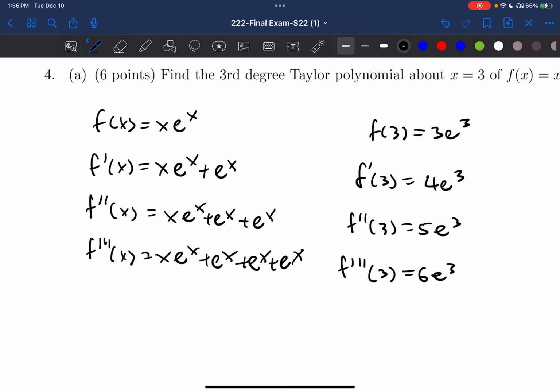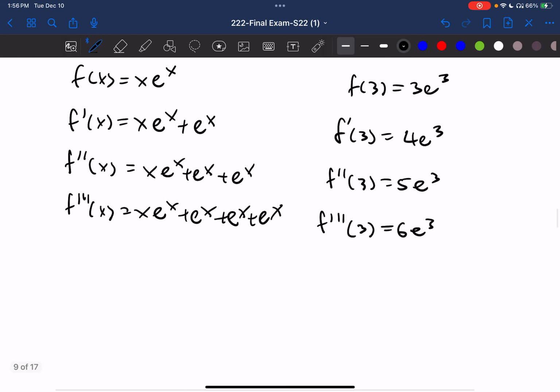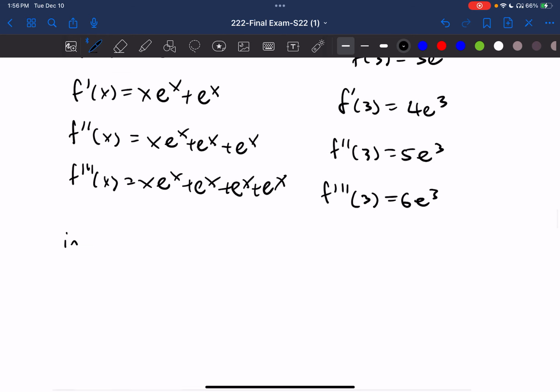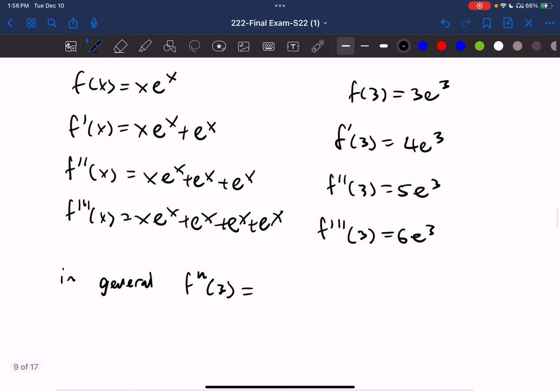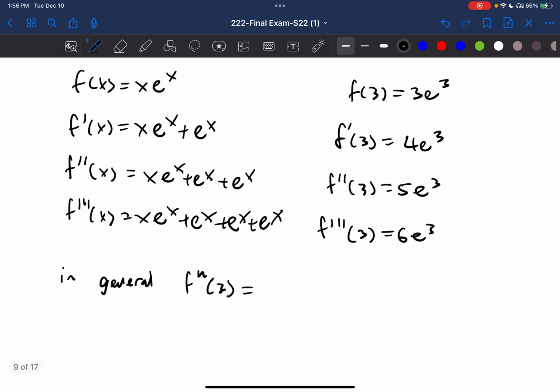6e to the 3. From this, we can say in general, f to the n of 3 will be equal to a n plus 3 times e to the third power.